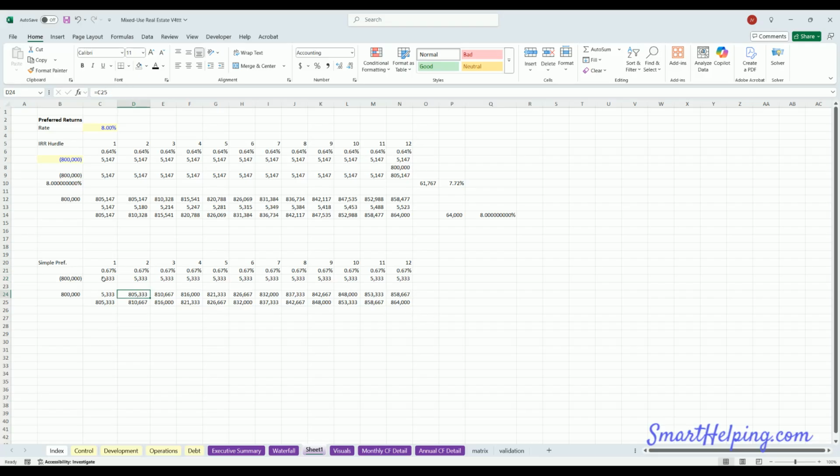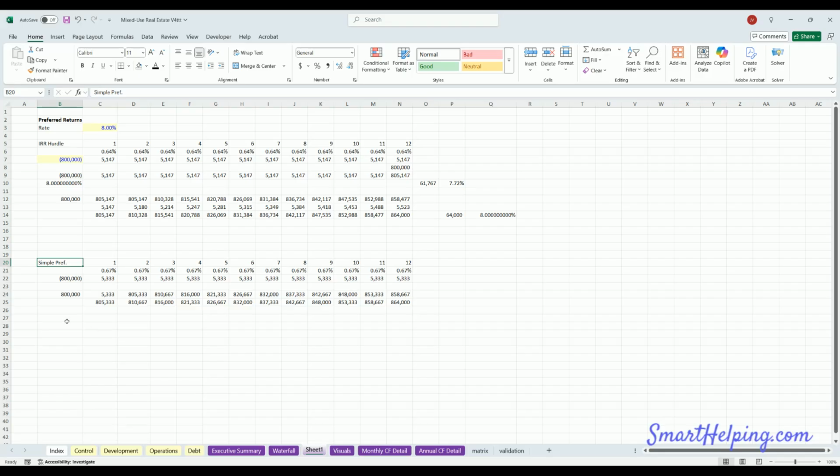So assume that it's a non-compounding rate. Well, then you're just paying $5,333, which is your $64,000. Even though you're paying it in month 1, 2, 3, 4, 5, 6, and so on, you're not getting that lower 5,147. It's the 5,333 because it's a simple pref.